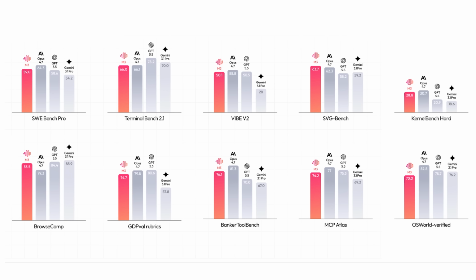Let us look at the hard data because the engineering benchmarks speak for themselves. On SWE-Bench Pro, M3 hits an impressive 59.0%. It scores 66.0% on Terminal Bench 2.1, 34.8% on SWE efficiency, and 74.2% on MCP Atlas. If you look at BrowseComp, it hits 83.5, completely outperforming close rivals like Claude Opus, which sits at 79.3.